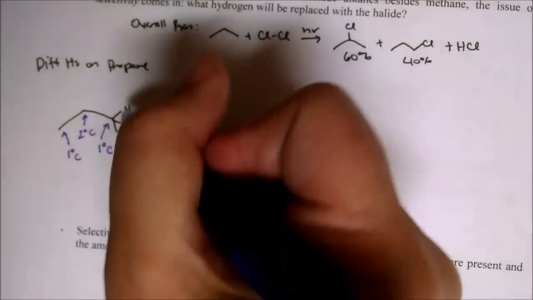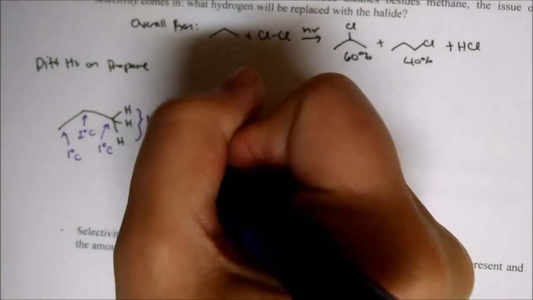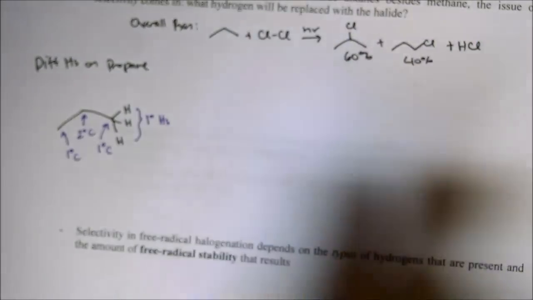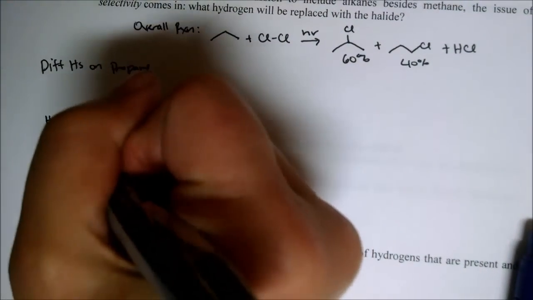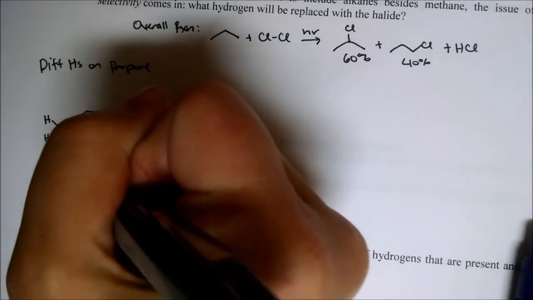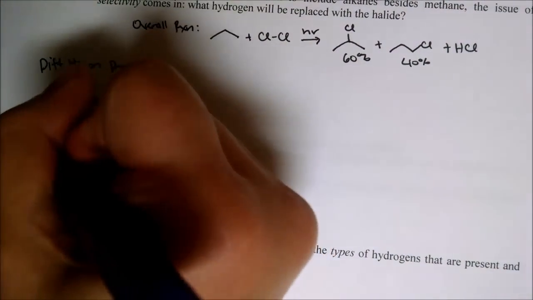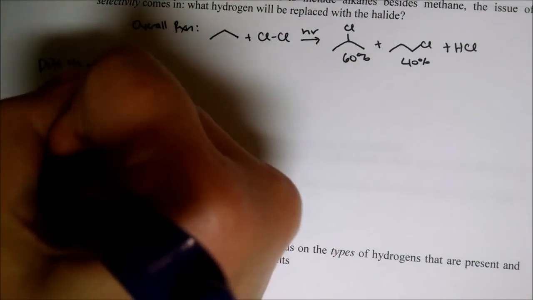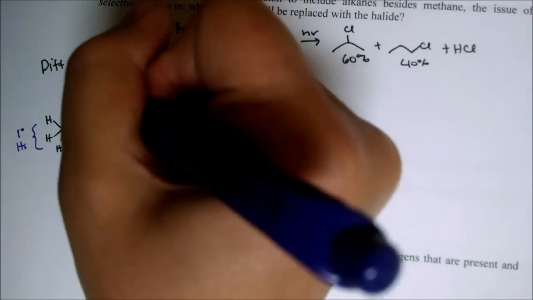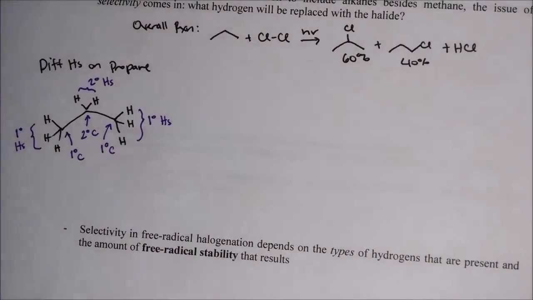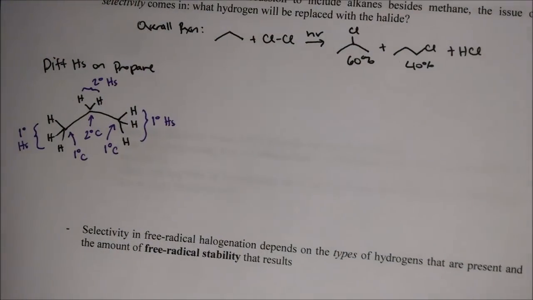All right. These hydrogens right here are primary hydrogens, because they're on a primary carbon. This guy over here, and these guys up there. The ones on the left here are primary hydrogens because they're on a primary carbon, and these guys right in the middle are secondary hydrogens because they're on a secondary carbon. So these are different.